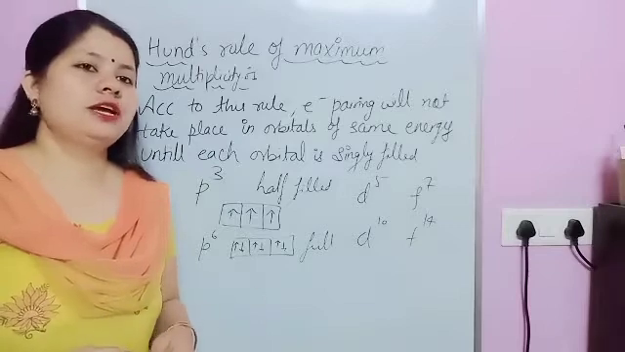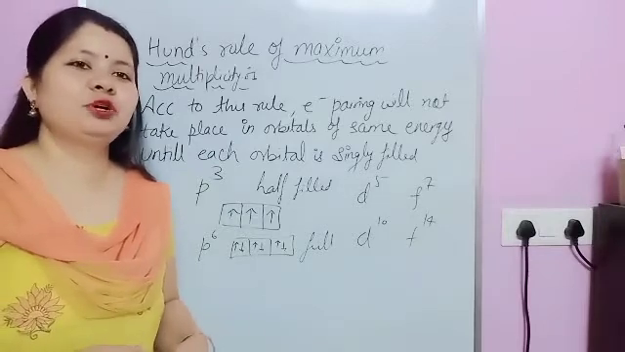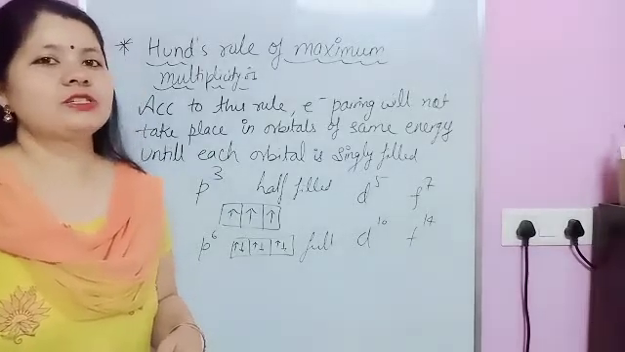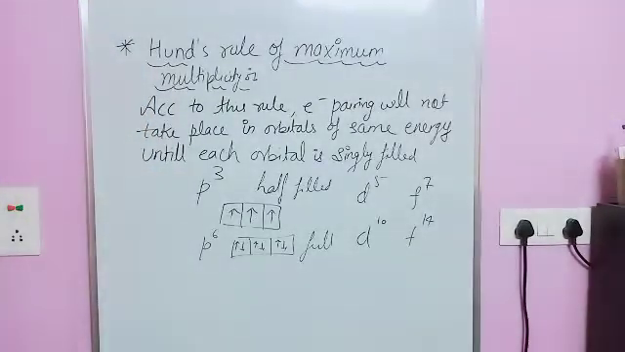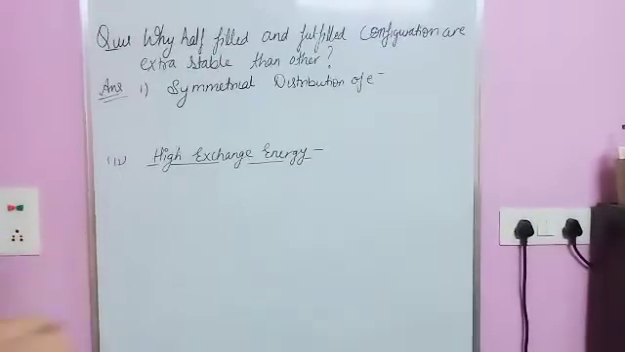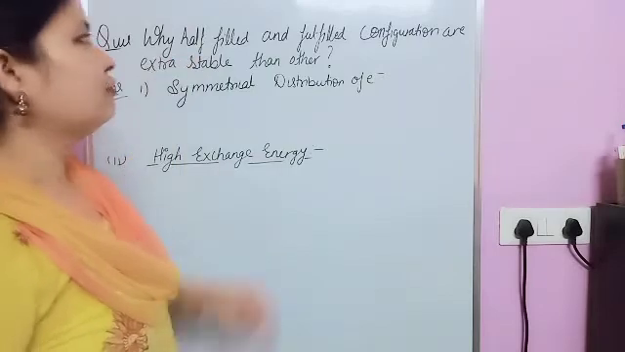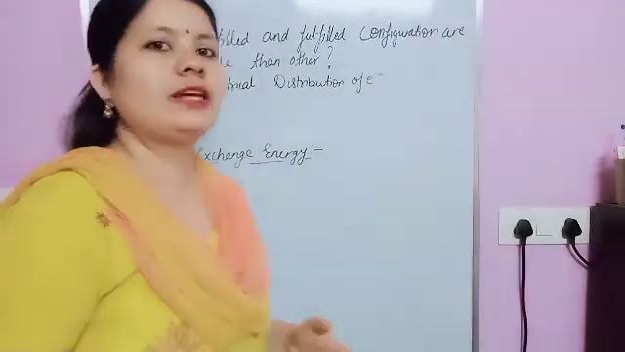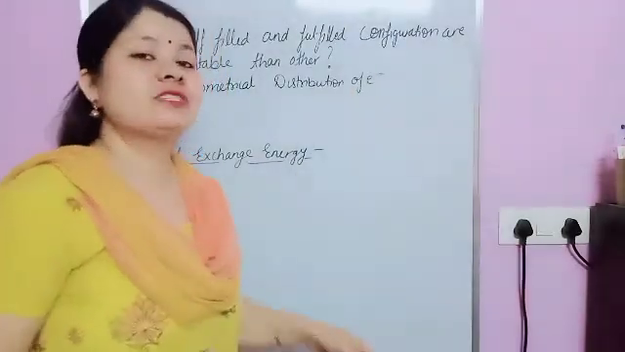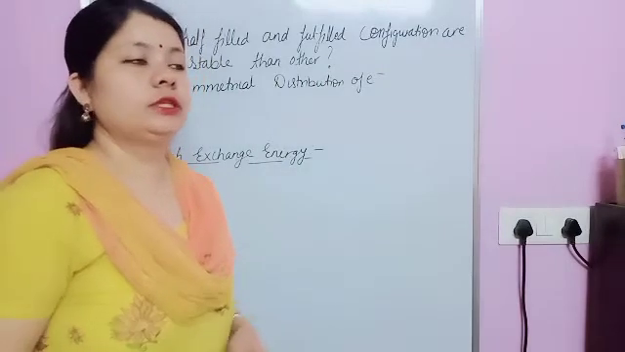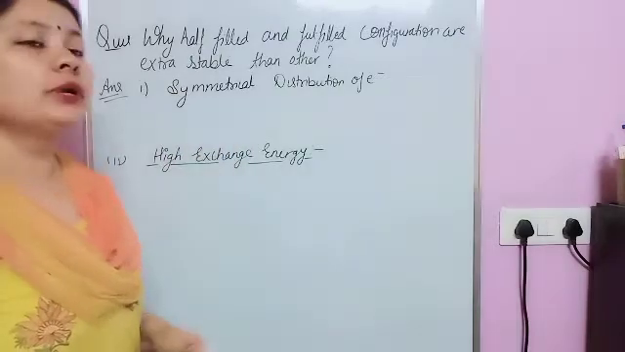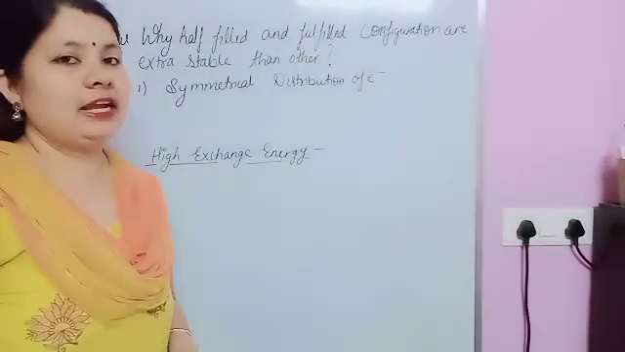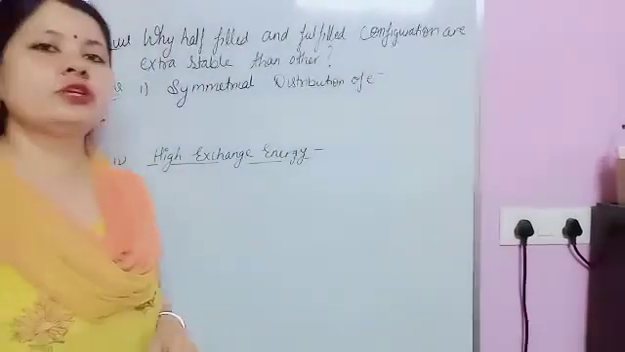Now the question arises: why are half filled and full filled orbitals extra stable? Note this down. Class 11, now just see. Your question was why half filled and full filled orbitals, or you can say configurations, are extra stable as compared to others. That is because of two reasons: one is symmetrical distribution of electrons, and second is high exchange energy.